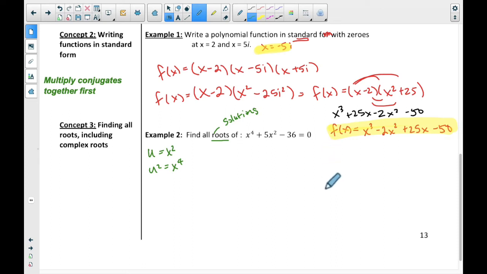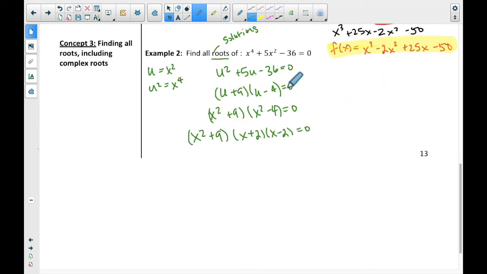And now we can factor this with the u method. We've been working on this, so will you pause it here, take a minute to factor it. Okay, I'm not sure how far you got. You might have stopped here, x squared plus 9 and x squared minus 4. But remember, x squared minus 4 can be factored again. So that factors down to x plus 2 and x minus 2. So here are my three factors.